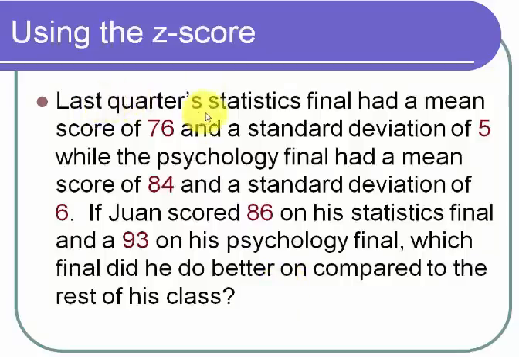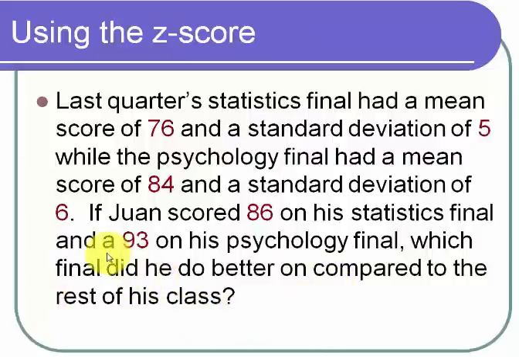Last quarter's statistics final had a mean score of 76% and a standard deviation of 5%, while the psychology final had a mean score of 84% and a standard deviation of 6%. If Juan scored 86% on his statistics final and 93% on a psychology final, which final did he do better on compared to the rest of his class?